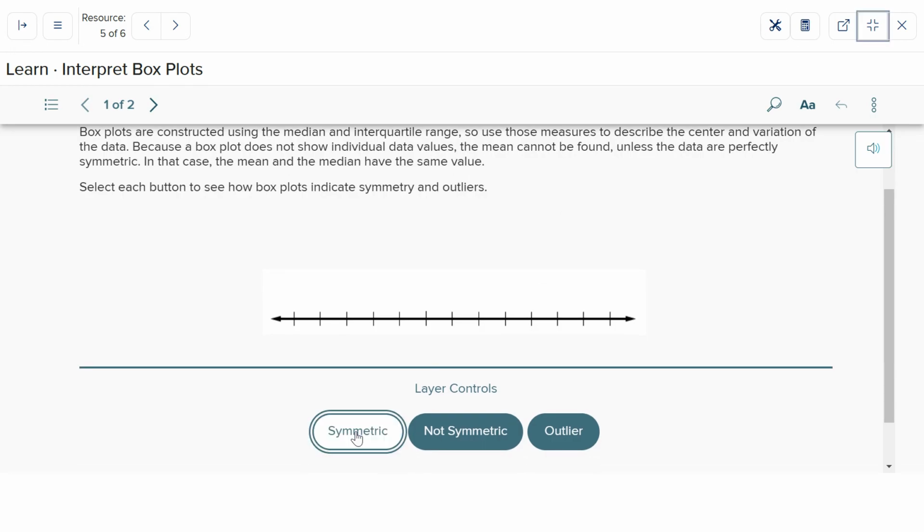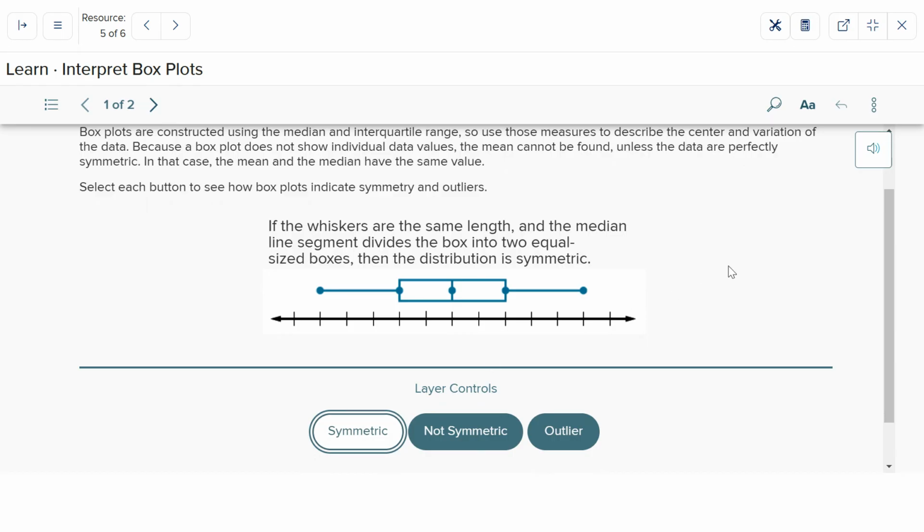So here's what it would look like if it were symmetric. We would have our median right in the middle, and then we'd have an equal distance between the median and each quartile, and then our whiskers are going to be equivalently lengthed based on the IQR. So if the whiskers are the same length, the median line segment divides the box into two equal sized boxes, then the distribution is symmetric. So it's exactly in the middle, same size box on each side, same size whisker on each side.